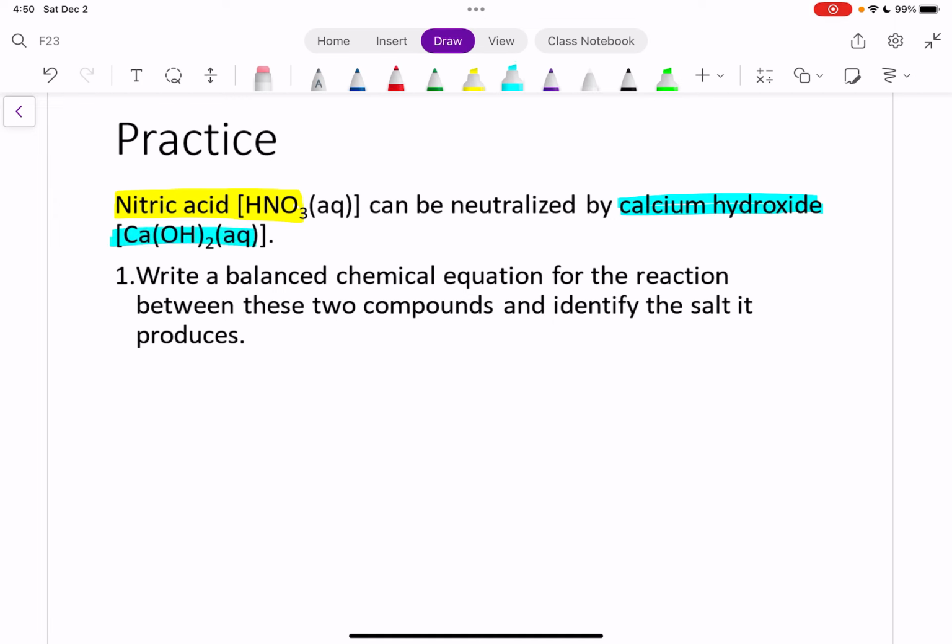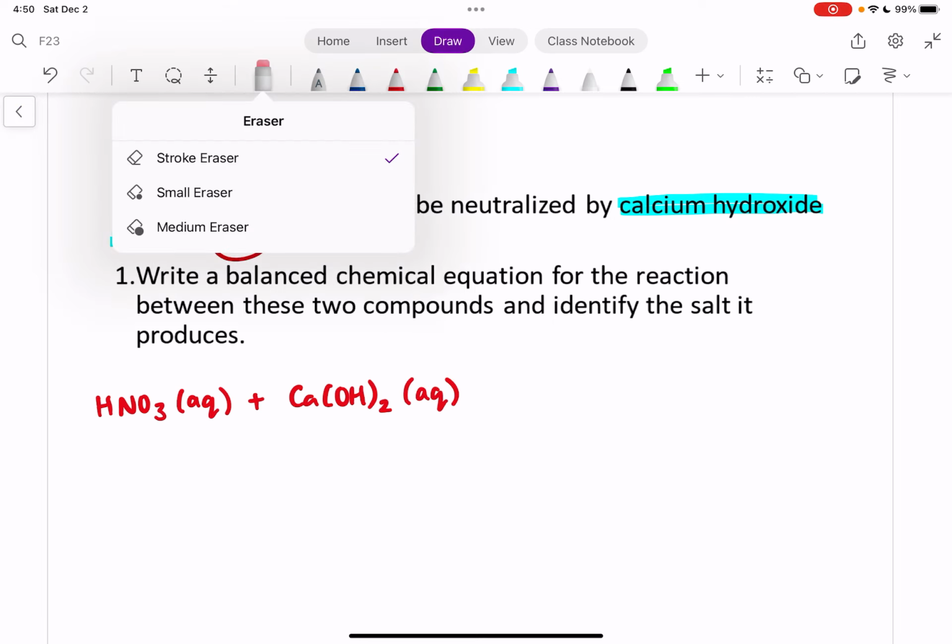Okay, so we know we're reacting those two things. So we actually already know the entire left side of our equation. So let's go ahead and write that. We've got HNO3 in the aqueous form plus calcium hydroxide, also in the aqueous form, right? Those are both given to us up here.